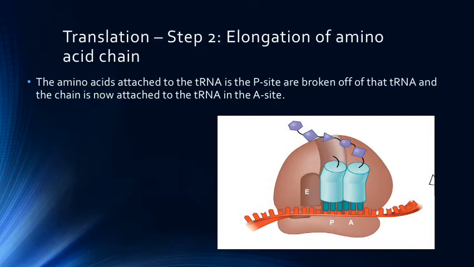And so then you get the amino acids being attached to the P site, and they are broken off of the transfer RNA. Once they are transferred in, then they break off of the transfer RNA. So you'll see here that the purple amino acids, which is a growing polypeptide chain, as they move through to the P site, then they get detached from the transfer RNA.